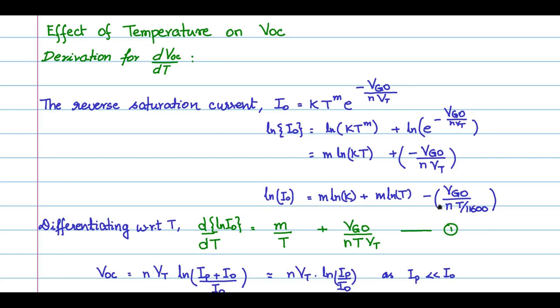Then this equation you differentiate with respect to temperature T. So differentiating with respect to temperature, you will land up with m by T plus Vg naught by nT Vt. So keep this equation aside.